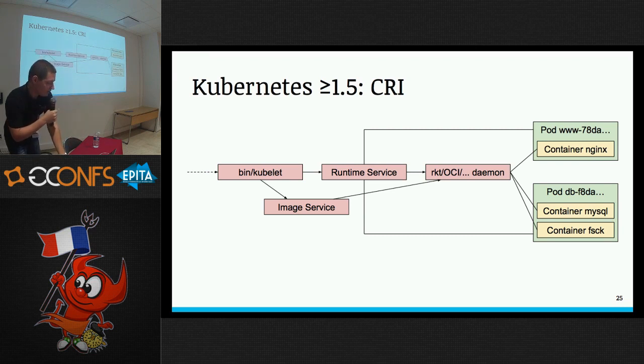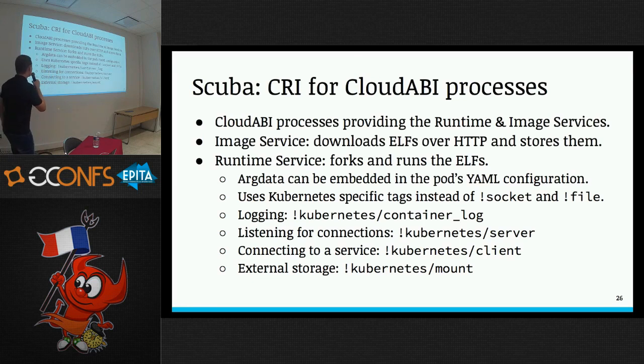So what I decided is to make use of this Container Runtime Interface feature to add support for CloudABI. I've written a couple of daemons collectively called Scuba. Scuba means secure Kubernetes. It consists of two separate processes, namely a runtime and an image service, written as CloudABI processes. So these jobs already run as CloudABI processes on a FreeBSD box. And the image service is quite simple. Instead of downloading a fully fledged Docker image, the goal behind the image service is to download an ELF file, a CloudABI executable, and store it in some kind of directory on disk.